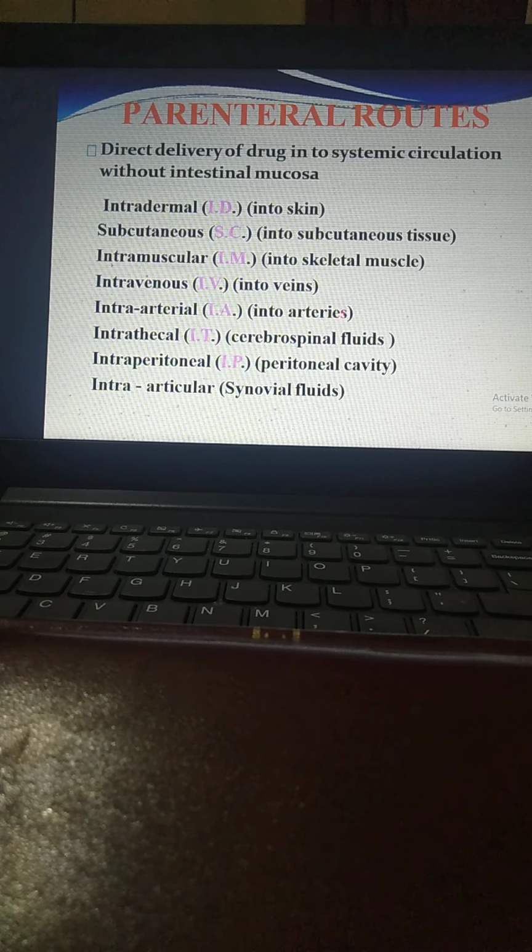It should reach the central nervous system, crossing the BBB, blood-brain barrier. Intraperitoneal is into the peritoneal cavity. It's a very large cavity. We can give anti-rabies for dog bites and all that. Intra-articular is into the synovial fluid, because in arthritis we have to give intra-articular injections. So this is very important. You have to enumerate and remember these routes.